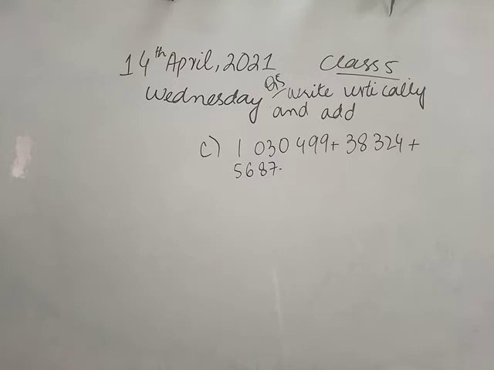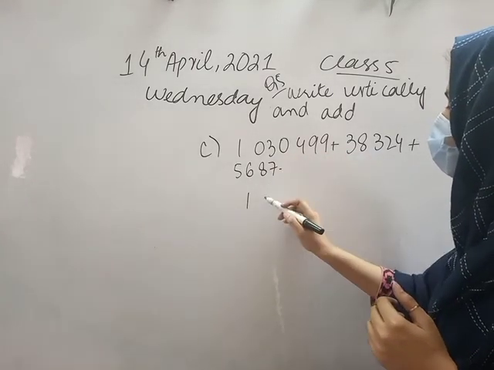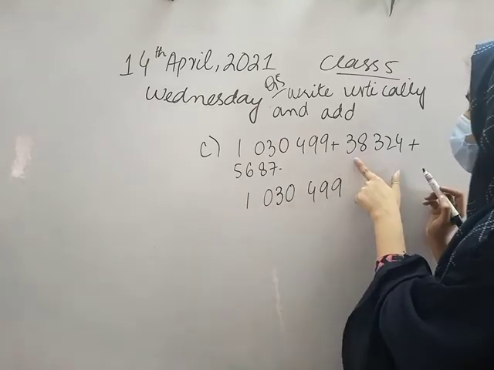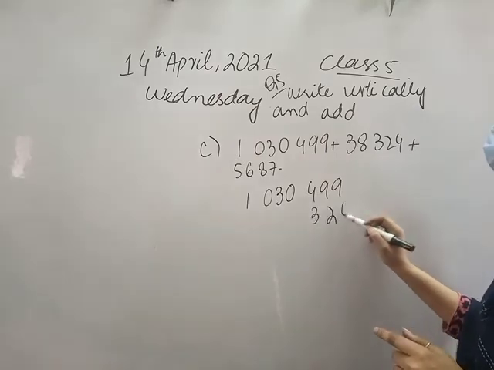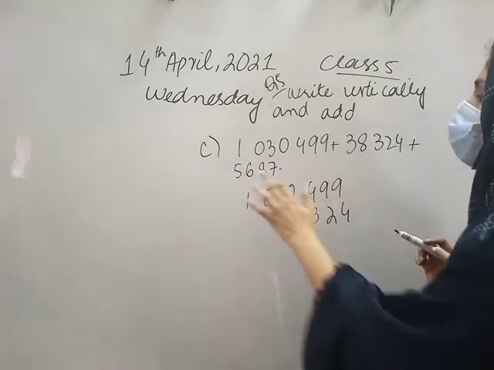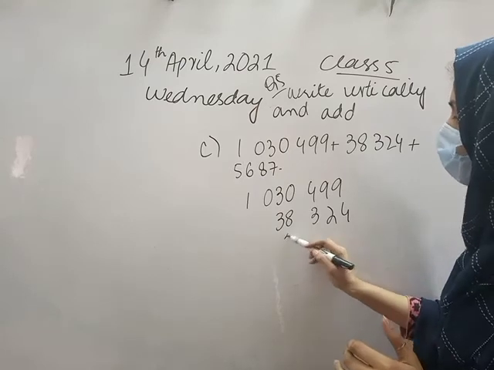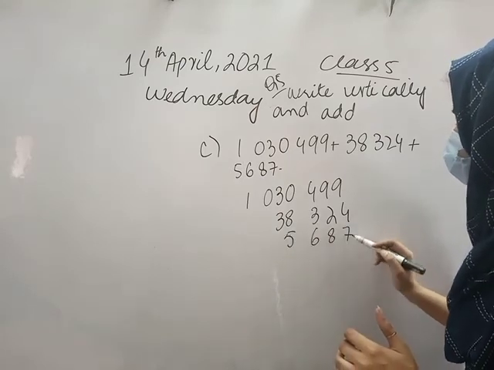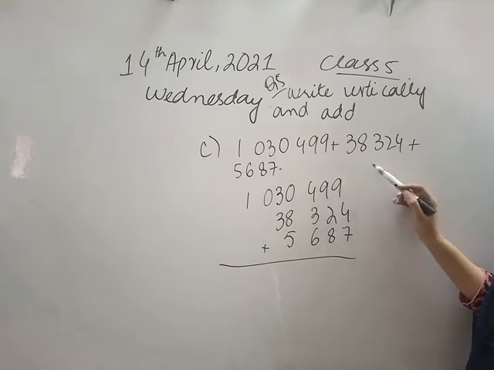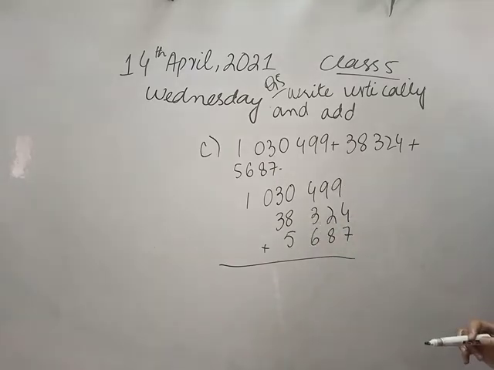Now class, I am going to write in vertical form first. My first number is 1 space 030 space 499. My second number is 324, which is at 1's place, and 38, which is at this place. Fine. Now my third number, which is 5 space 687. I have 3 numbers in total. First is 1 space 030 space 499. Second is 38 space 324, and the third is 5 space 687.